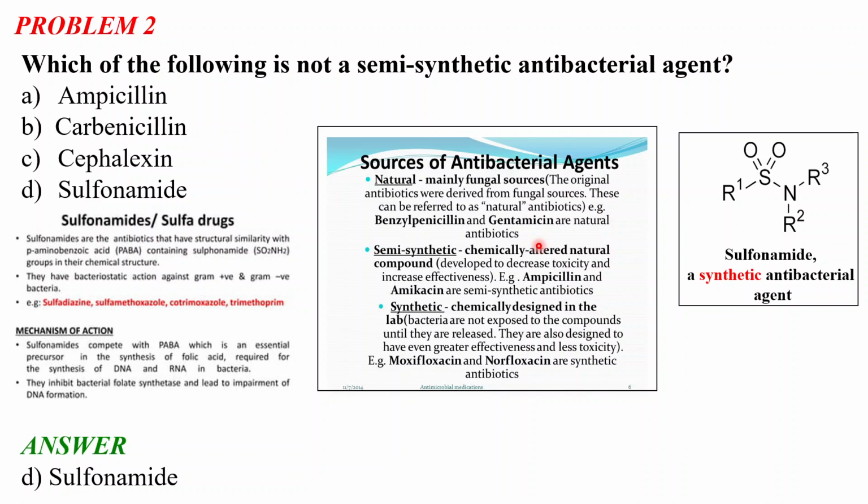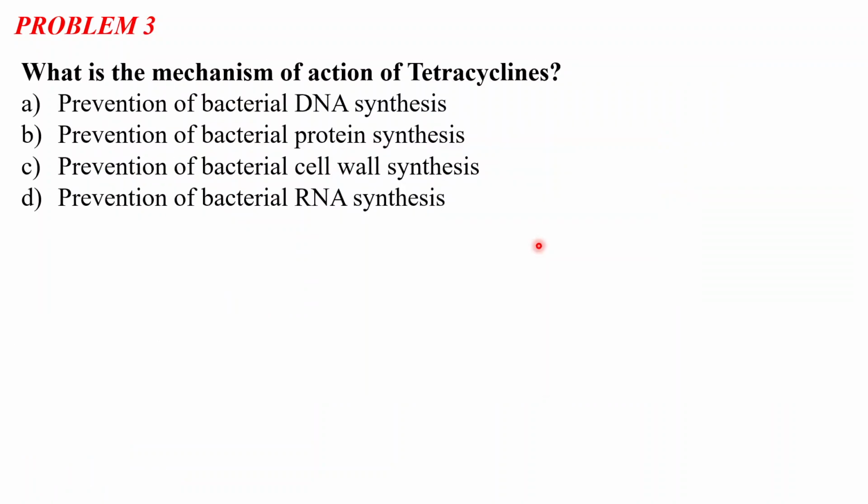Now I will move toward the next problem. Problem number 3 says, what is the mechanism of action of tetracyclines? Your options are: A, prevention of bacterial DNA synthesis.